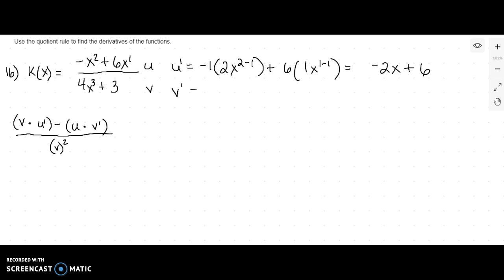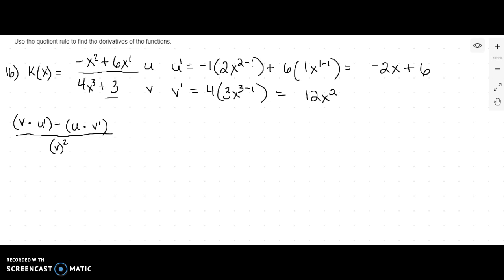The derivative of v, on the other hand, we have 4 times x cubed plus 3. So 4 times, again, bring that exponent over, 3 times x to the power of 3 minus 1. And we do not need to include this plus 3 because the derivative of a constant is always 0. So we just need to simplify this. So we have 4 times 3, which is 12. And then x to the 3 minus 1 will be x squared.